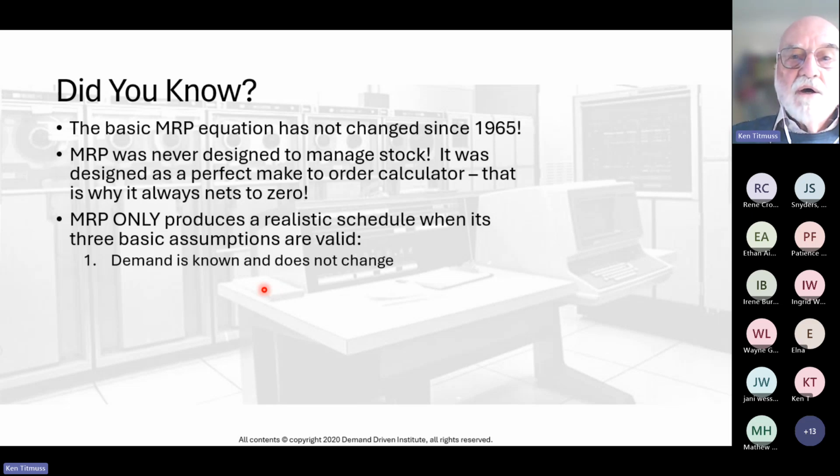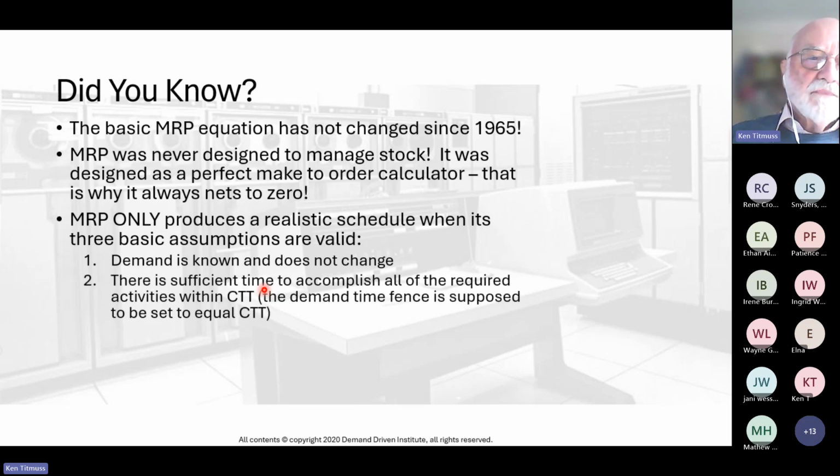The demand is known and it's not going to change. And we know that's not true. We don't really know what our demand is into the future. There is sufficient time to accomplish all the required activities within the customer tolerance time. The demand time fence in your MRP system is supposed to be set at that customer tolerance time, but how long are your customers prepared to wait?